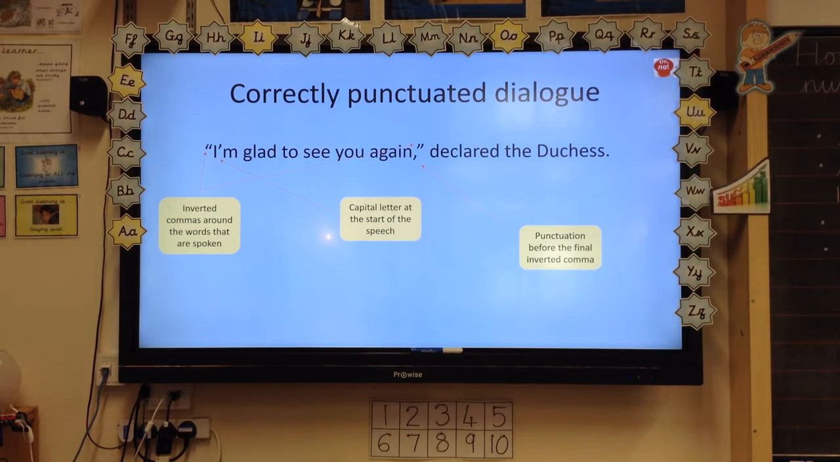Finally, we have to show the reader who is speaking. And so it's the Duchess who is speaking. So after the last inverted comma, we have to write something called a dialogue tag. We say to the reader who is speaking and how they are speaking. So I have chosen the verb declared, declared the Duchess. Declared doesn't need to begin with a capital letter because it's still part of our original sentence containing the dialogue as well.